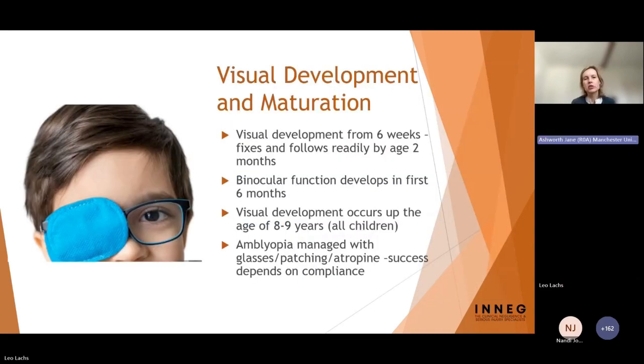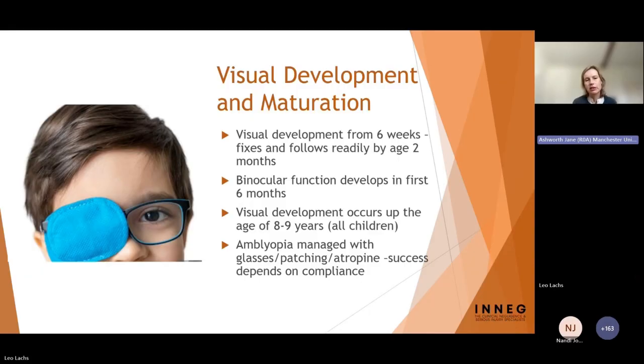So I'm going to talk a little bit about visual development and maturation because it's relevant to this topic. Visual development starts at about 6 weeks of age, but as you know, there's a lot of variation in that, and some babies can be very visually alert from birth, and others don't develop their visual behaviour until a few weeks old. Most babies are able to fix and follow readily by about the age of 2 months. Premature babies don't start developing their vision until their corrected age. In other words, they can be older when they start developing their vision. Binocular function, which is the ability to use both eyes together, develops in the first 6 months. And visual development overall occurs up to the age of about 7, 8, 9 years. And that's for all children, whether they've got a brain injury or not.